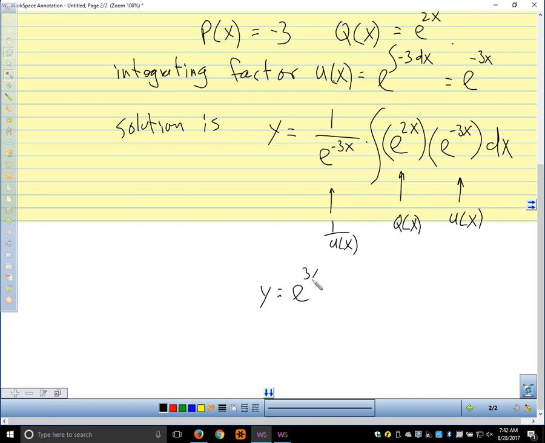Well, this turns into a nice integral, so we get y equals, I'm going to rewrite this as e to the 3x times the integral of e to the 2x times e to the minus 3x, which is just the integral of e to the minus x dx. And you have to be careful here. You do need the constant of integration on this integral, but notice it's being multiplied by this 1 over u of x. So this is e to the 3x times the integral of e to the minus x plus c. The constant of integration gets multiplied by this. That's important in your solution.